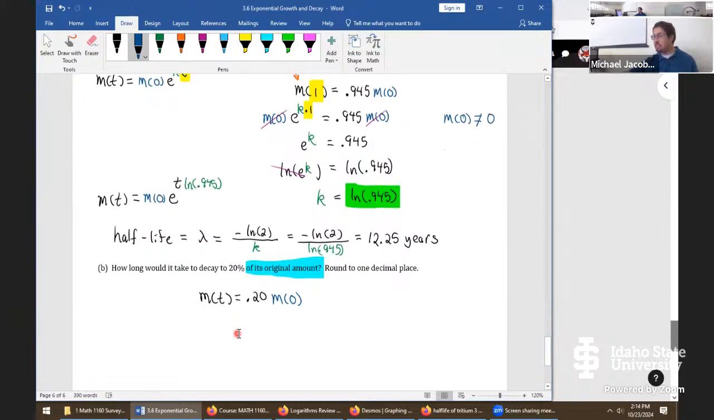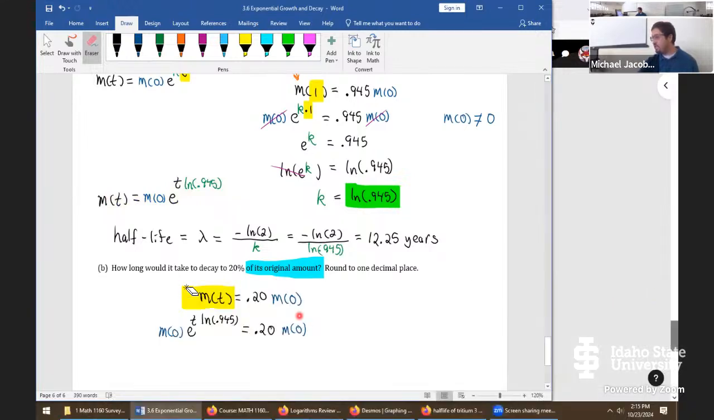So that's how our equation starts. That's why we updated the model right here. We are going to need it at some point in all these kind of problems. So we're going to take this, I'll just highlight this temporarily, and plug that right here where M of T is. So we've got initial mass times e to the power of t natural log 0.945 equals 0.20 times the initial mass. So that's our really big substitution on this one.